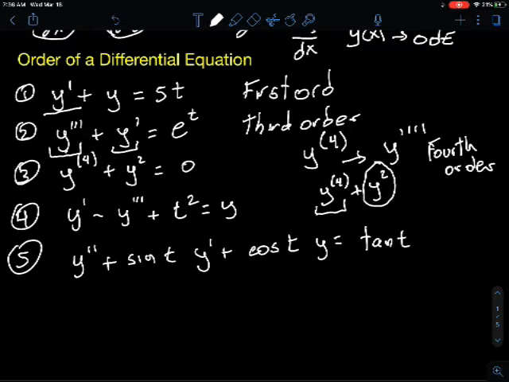In problem number 4, we have y prime minus y triple prime plus t squared equal y. We look for the variable with the highest derivative. We see that it is here, and we can say that this is third order. In problem number 5, we look for the variable with the highest derivative, and we see it's here, so this is just a second order.